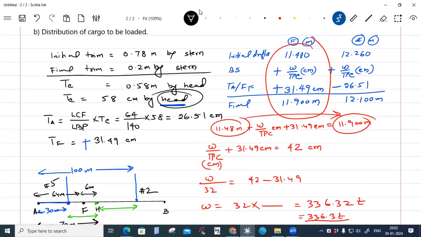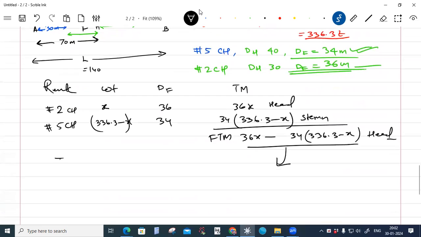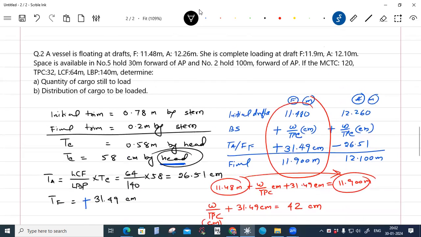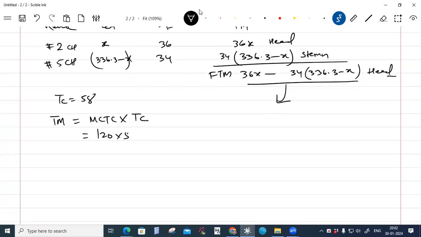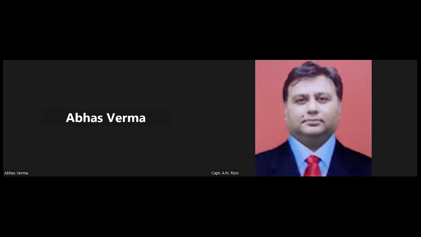TC is there, 58. So trimming moment will be MCTC into TC. MCTC is given somewhere, 120 into 58, that is by head. Equate both, find the value of x. Similar to the same question.